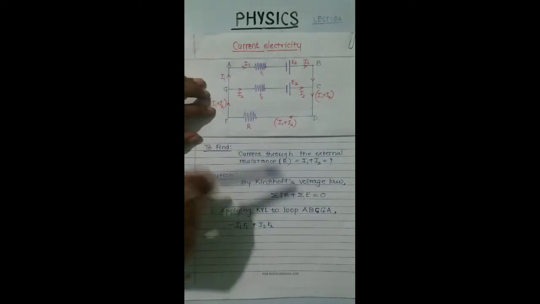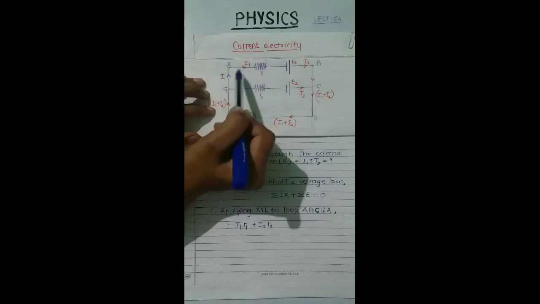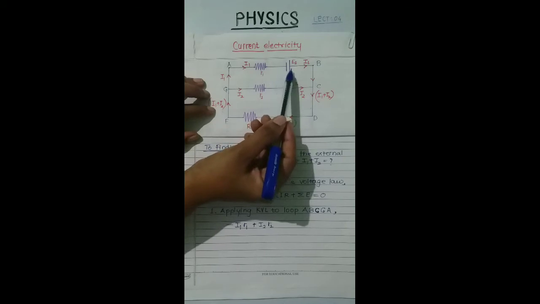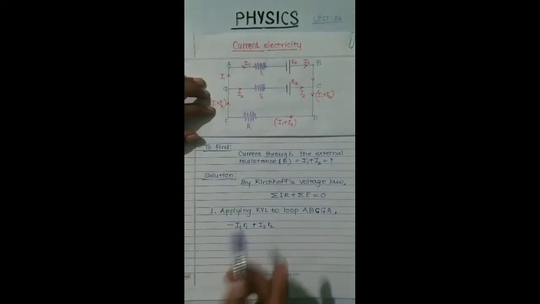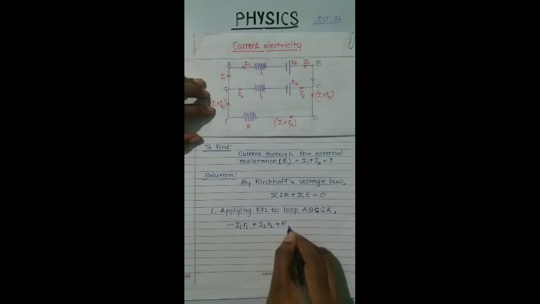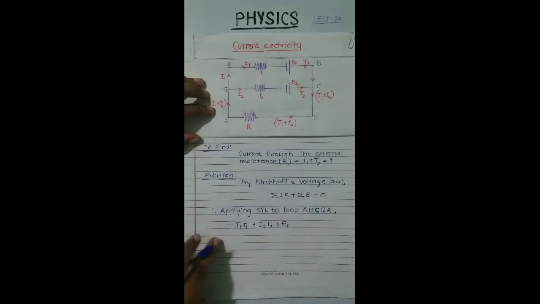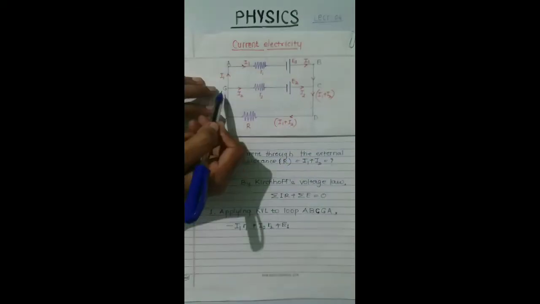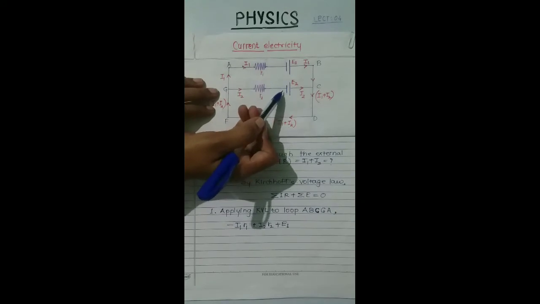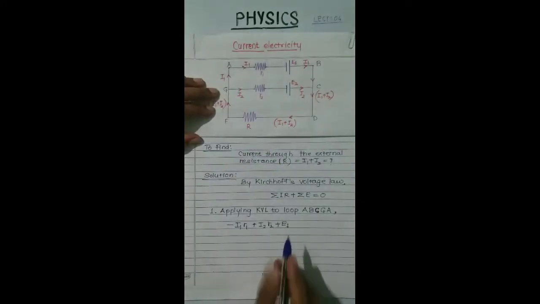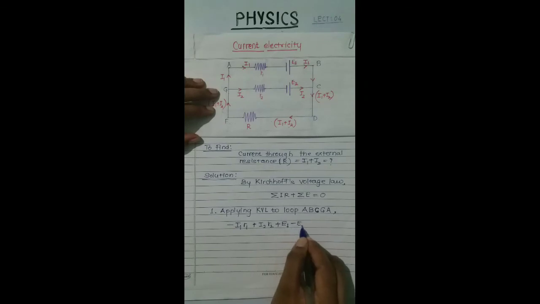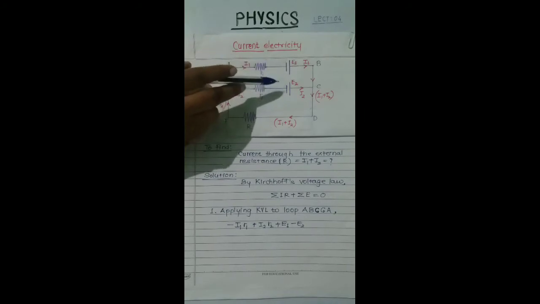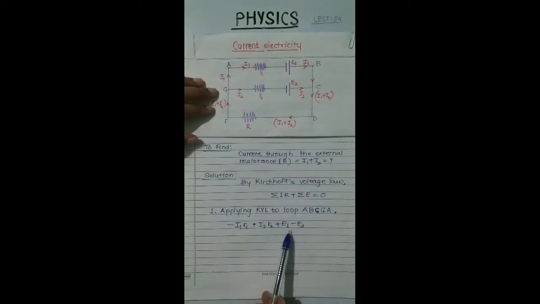Now next for summation of E. While tracing this loop from A to B, through the cell we are tracing from negative terminal to positive terminal. So this EMF must be positive, so plus E1. The second cell in this loop is E2. We are tracing it from C to G, that is from positive terminal towards negative terminal, so this value we should take negative. So minus E2 comes here. In this loop only two cells are there, so our summation of E is also complete.